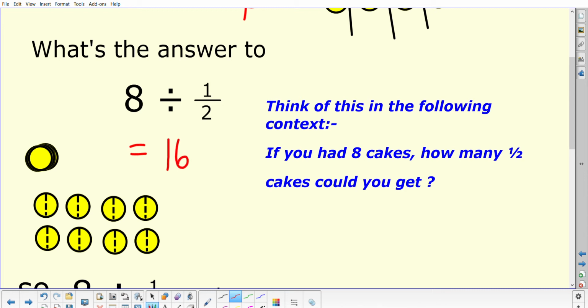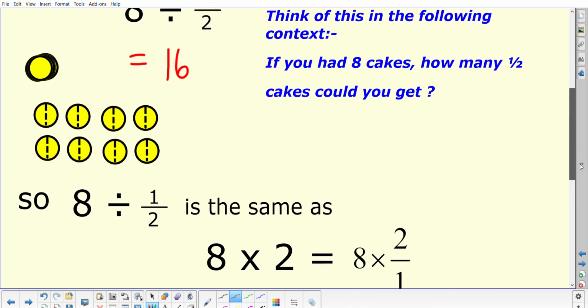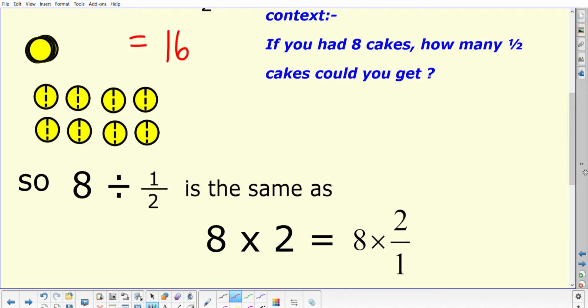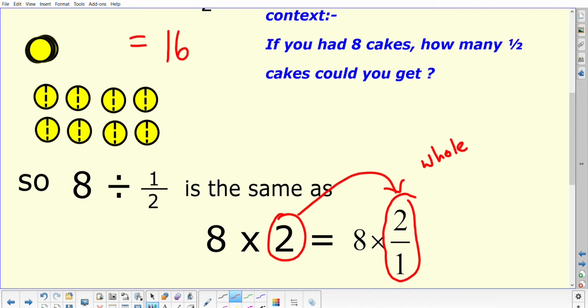16. Now, as you know, the connection between 8 and 16 is that 8 times 2 is the same thing as that answer. So actually 8 divided by a half is literally just the same thing as saying, well, actually what I'm doing is 8 times 2. And we saw in our multiplying that any whole number can be written over 1.